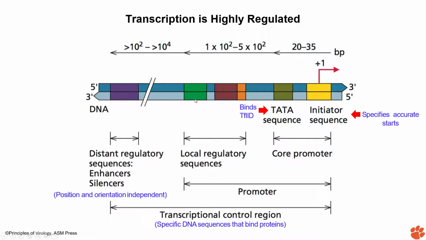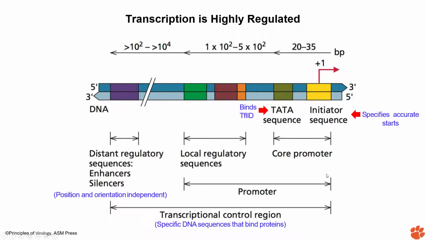And then, what you are looking at, the local regulatory sequences, there could be some, and these will all bind to DNA binding proteins. And then you have this distant regulatory sequence, which could be even 10,000 base pairs away from the start sequence of the gene. And they do not require any specific orientation. They usually loop out and interact with the initiation sequence.